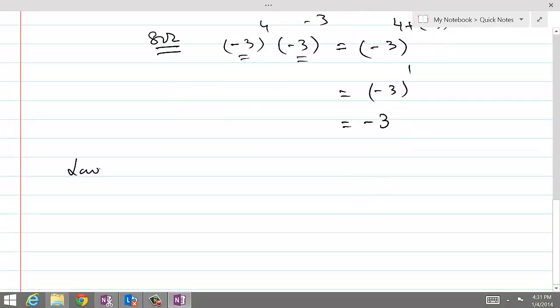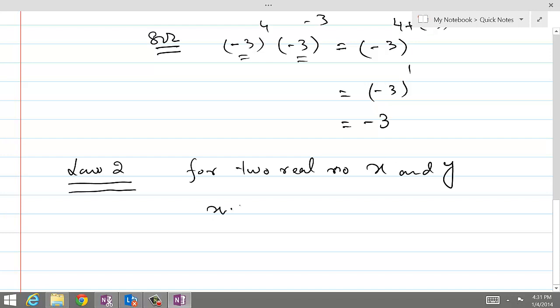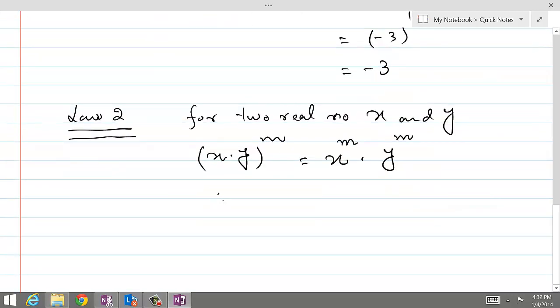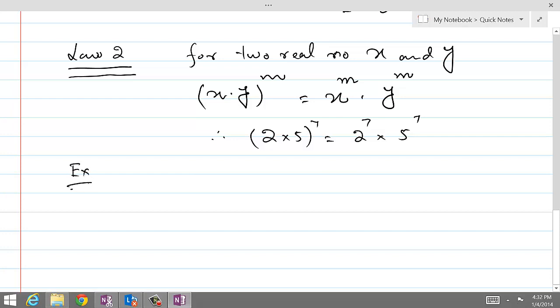Now the second law, law number 2. This is for two real numbers, x and y. If x times y has power of m, it means this power will be distributed to both x and y. So this will mean x power m times y power m. If this is true, then it means that if 2 times 5 overall has power 7, this will mean 2 power 7 separately and 5 power 7 separately.